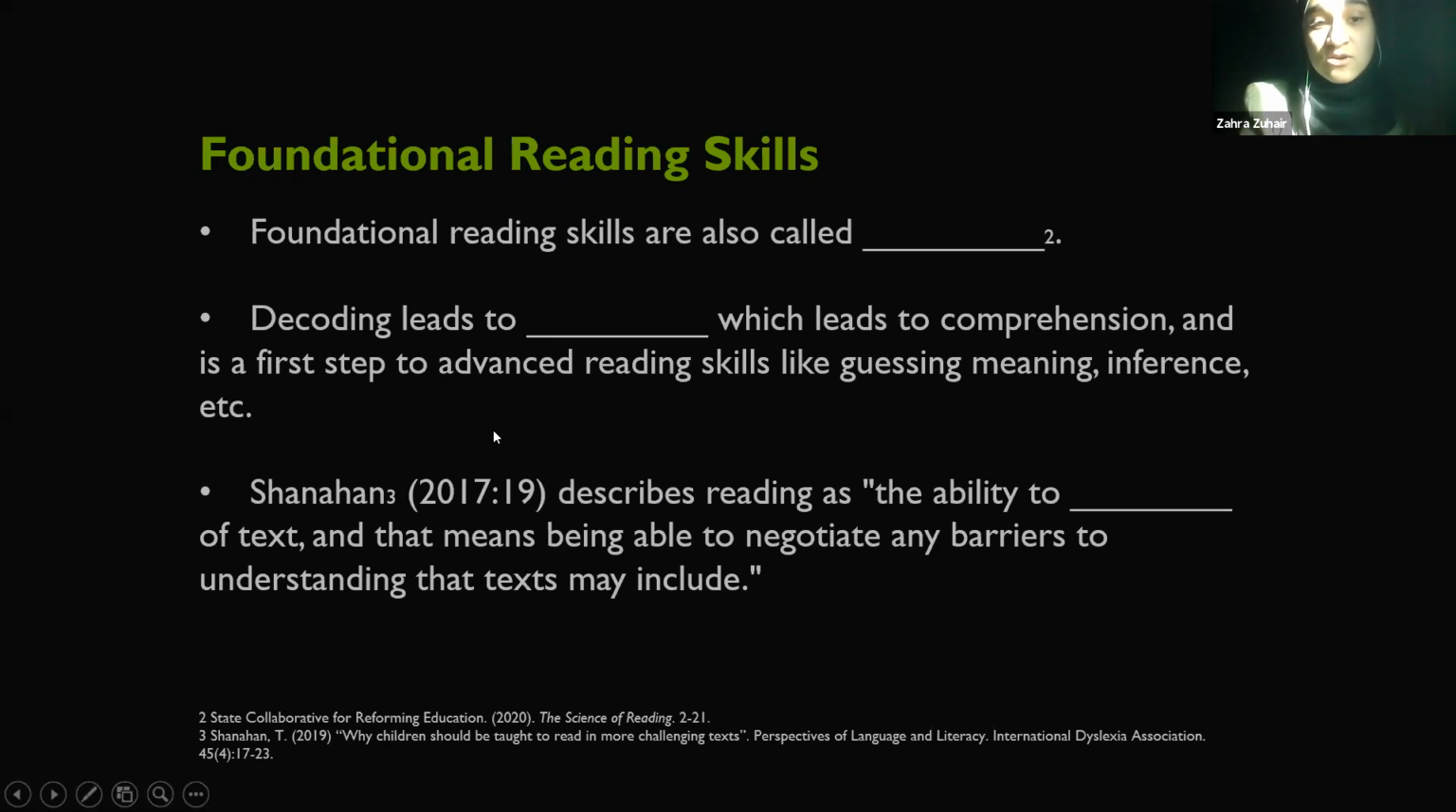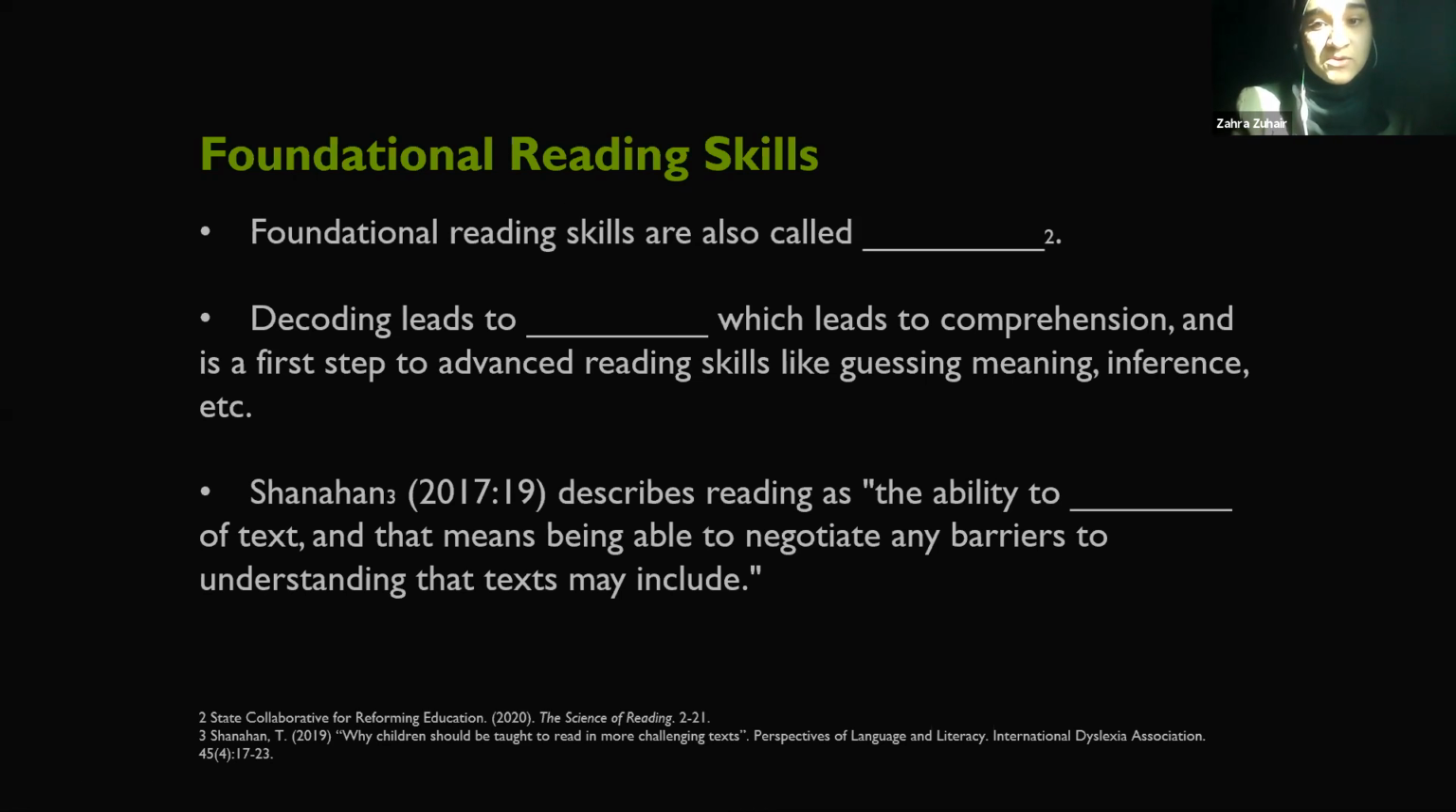Decoding also includes recognizing that we read from the top of the page to the bottom of the page, and that in English we read from left to right. So all these little things. And then decoding leads to fluency. And fluency then leads to comprehension. And once you've got these foundational reading skills, you are then able to comprehend the text better.